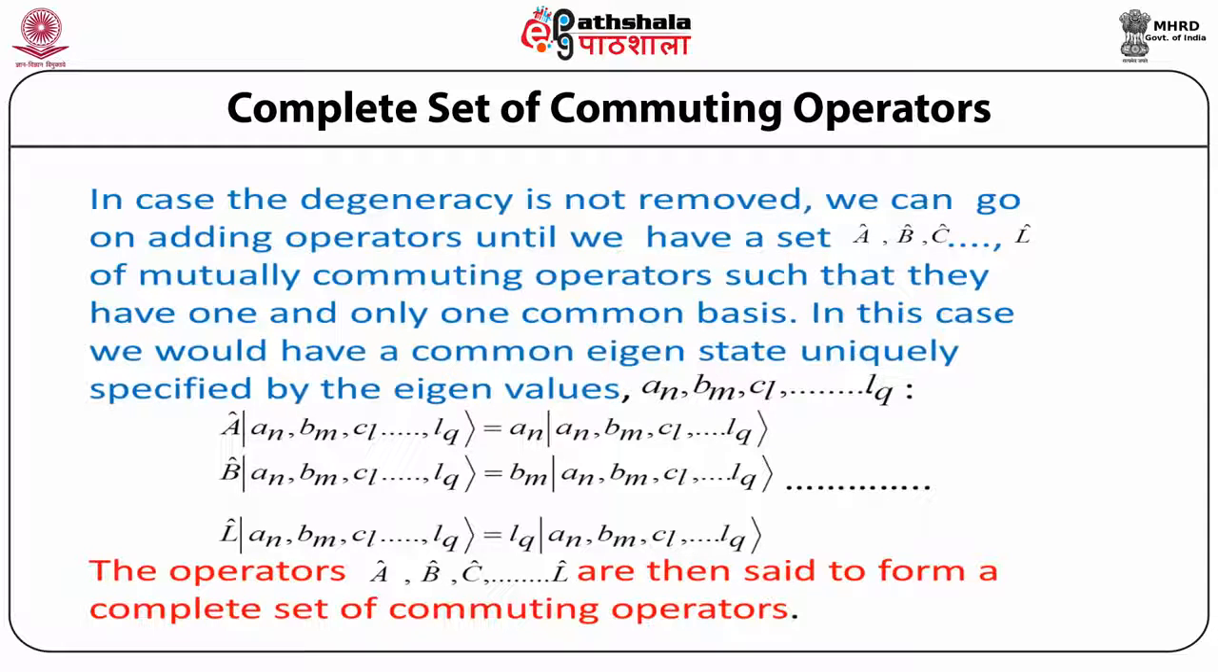Here, an, bm, cl, and so on till lq are the uniquely defined eigenvalues corresponding to the eigenvectors of the common basis and the operators A, B, C, and so on till L, respectively. Thus, the operators A, B, C, and so on, and L are then said to form a complete set of commuting operators. So, students, now let us summarize what we have understood in this module.